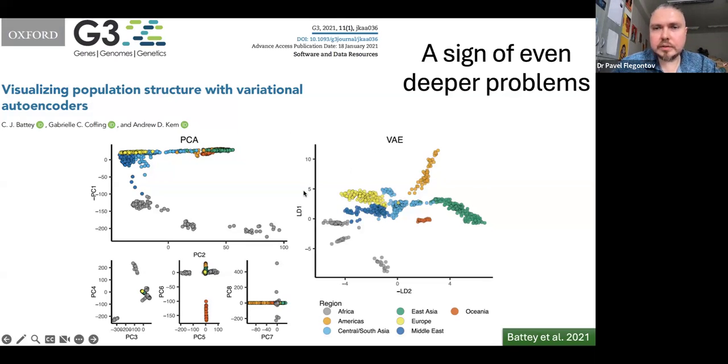But this arrangement on the right is actually much more similar and geographically recognizable, much more similar to the real geography. Africans are here, then we have Middle Eastern individuals and European individuals above them, Central Asians and South Asians here, Americans here, which is actually perfectly explainable if we know a little bit about the settlement of America, East and Southeast Asians here, and Oceanians here. So this is actually almost a perfect map.